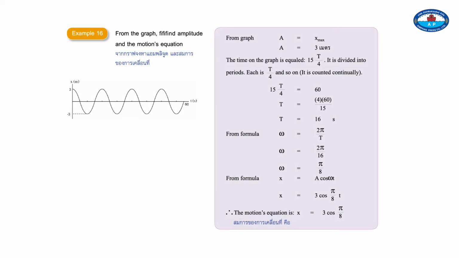Example 16. From the graph, find amplitude and the motion's equation. Amplitude equals 3 meters. The motion's equation is x equals 3 cos pi over 8.